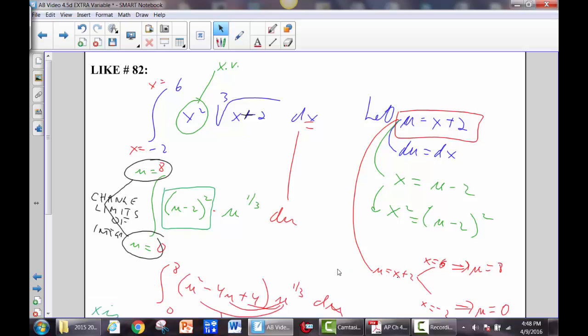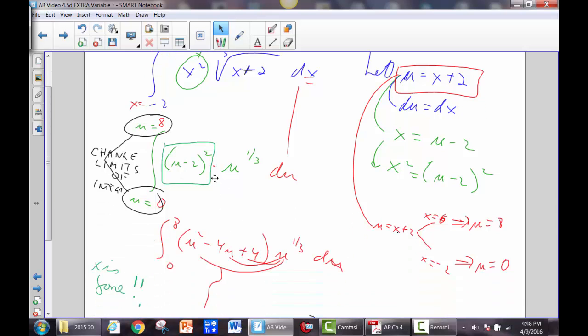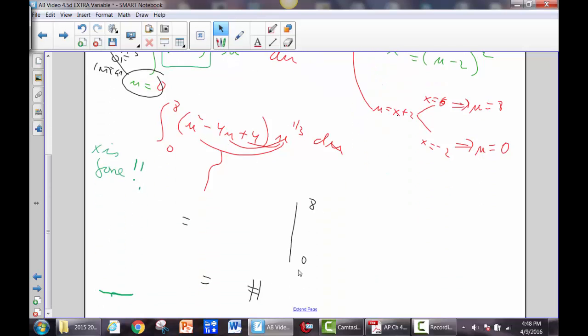And now I don't have to go back to x's ever again. In this particular case, there's no point in letting v equal u minus 1. You'll have another extra variable. It's actually easier in this case to expand this and then distribute out the 1/3. When you're done, though, you will leave it in terms of u because you have u equals 0 to 8.